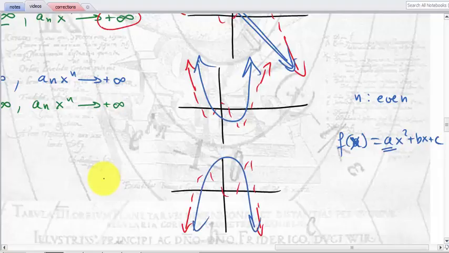It's a parabola, right? Ax squared plus bx plus c, a quadratic function. And we know that a dictates the concavity of the parabola. So that's one way to remember it. Parabola concave up, parabola concave down. Now, of course, if n is 4, it's not a parabola. It's just a mnemonic way.